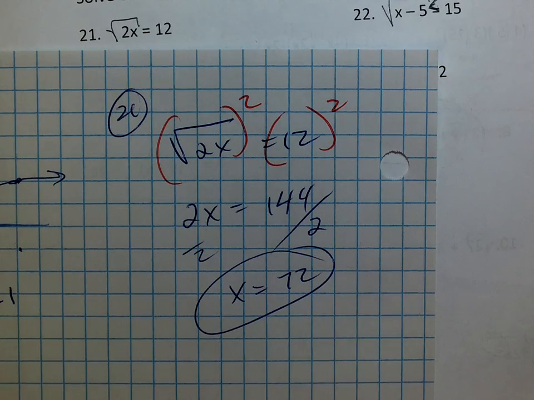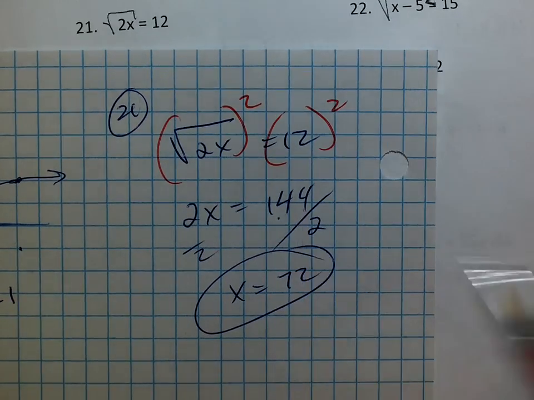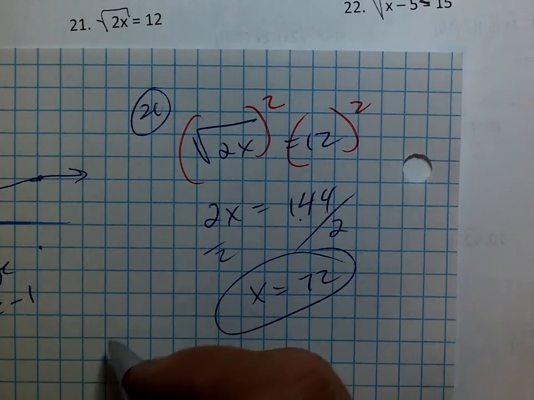Why is it 79? Isn't 144 divided by 2 72? Darn it. Oh, why do I think it's 77? I don't know. Well, half of 14, half of 4. It's all good. Okay, everybody good on that one?